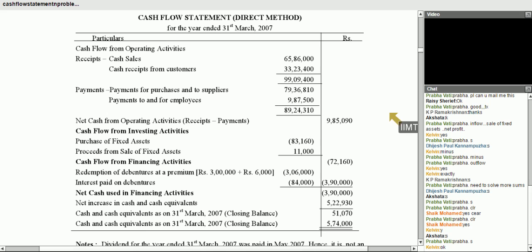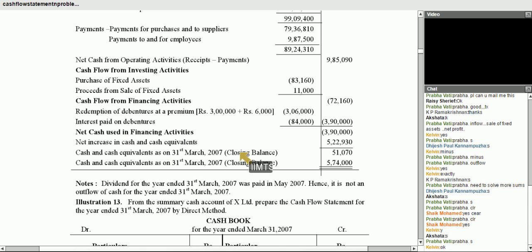Then we have to use the same formula. Net increase in cash and cash equivalent will be 5,22,930. How have they got 390? They have added up all the cash flow: 985 plus 72,160 plus 390. It will give 5,22,930. Cash and cash equivalent as on March 31st will be how much? 51,070 as given.